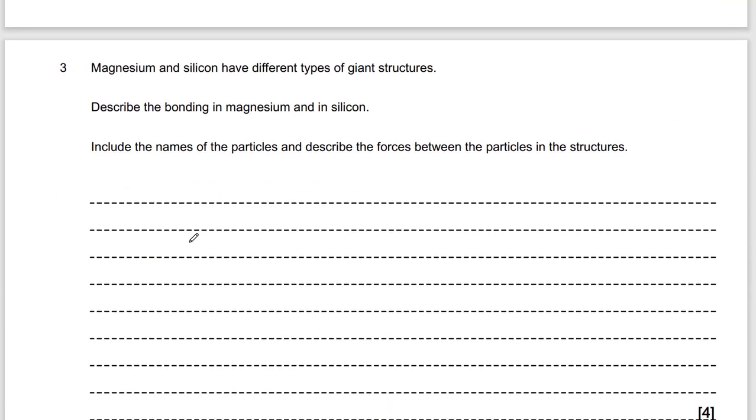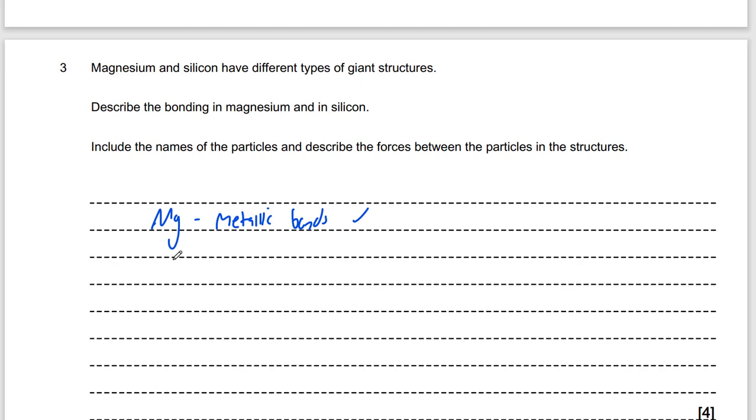Right, last little one I will do is a 4-mark question. Magnesium and silicon. They're very similar to the last question actually. Different types of giant structures, describe the bonding, include the names of the particles. This is very straightforward, so I'm not going to spend too long on this. But again, just to show you what you need to put down. It sounds silly, but there is a mark available just for saying magnesium and then the word metallic, metallic bonds. That's 1 mark.